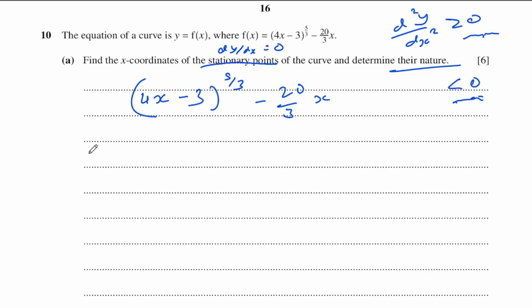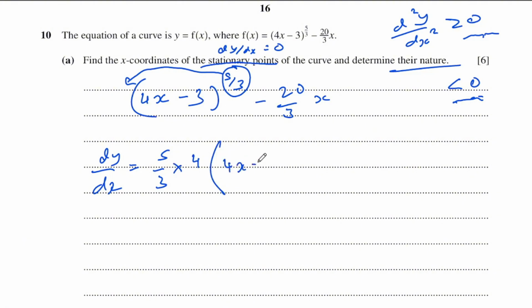First find dy over dx here. Remember, dy over dx for this, if you guys know how to use the chain rule, you just take this power right here and multiply it outside, so 5 over 3, then take the derivative of the thing inside the bracket, which is just 4, multiply that as well, and then you just do the normal, so (4x minus 3) power 5 over 3 minus 1, which is power 2 over 3, and here it just becomes minus 20 over 3, and you want that to equal 0, correct?